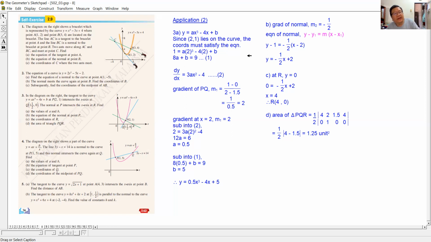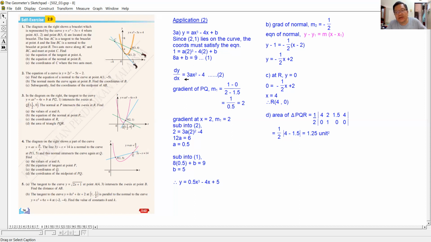Now another thing is about the tangent. We cannot relate directly with the equation of the tangent. We can only relate with the gradient of the tangent, so try to find the gradient first. How to find the gradient? I find dy/dx by differentiating. Differentiating ax cubed becomes 3ax squared, differentiating negative 4x becomes negative 4, and differentiating b becomes 0, so no more b. This is the gradient function.